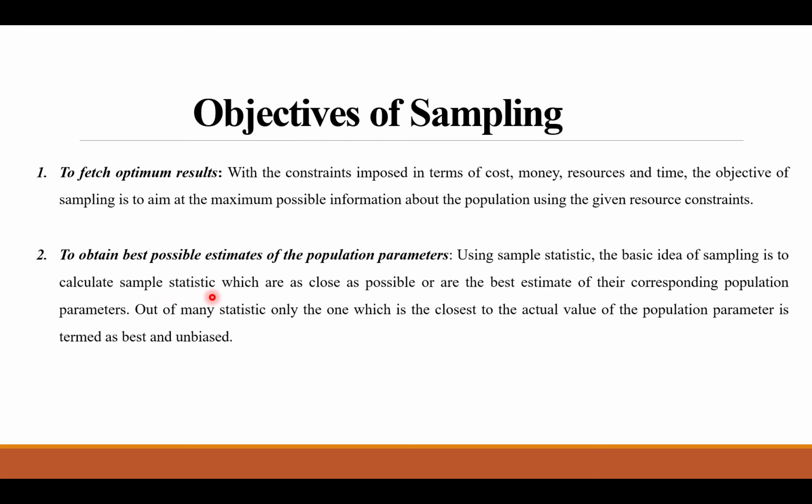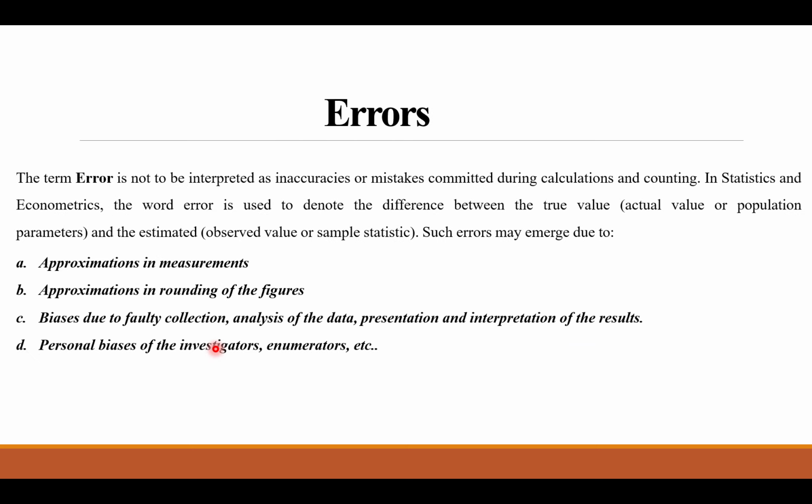Using sample statistics, the basic idea of sampling is to calculate sample statistics which are as close as possible to, or are the best estimate of, their corresponding population parameters. Out of many statistics, only the one which is the closest to the actual value of the population parameter is termed as best and unbiased.